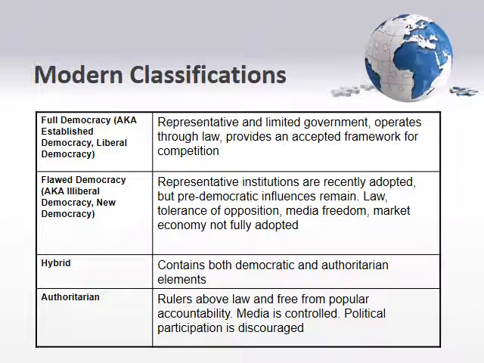Flawed democracies, sometimes we call them semi-democracies, illiberal democracies. New democracies are countries that are just starting out on this path, hopefully to democratization. But we see some similarities in that group. These institutions are more recently adopted. Pre-democratic influences remain. Law, tolerance of opposition, media freedom, market economy, they're not fully adopted, and they may never be fully adopted. Hybrid systems are those systems that contain both democratic and authoritarian elements.